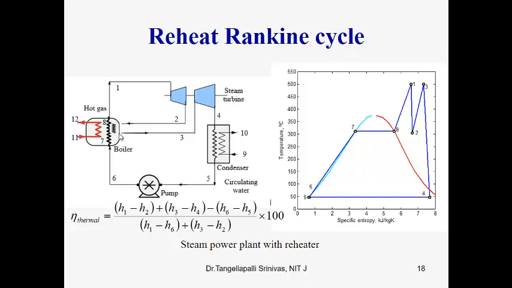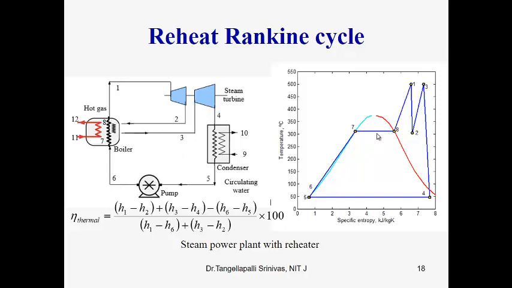The temperature of the steam is increased. After raising the temperature of the steam, it is expanded in the low pressure steam turbine. The remaining components are the same, that is the condensation, pumping and boiling, everything is the same except the reheater. So the extra component in the reheat Rankine cycle is the reheater.